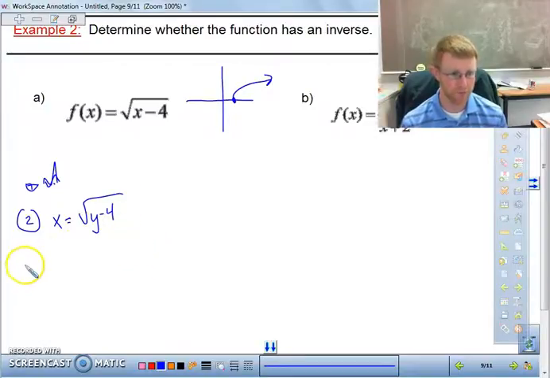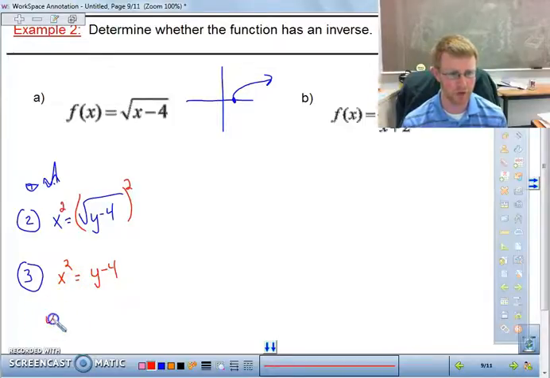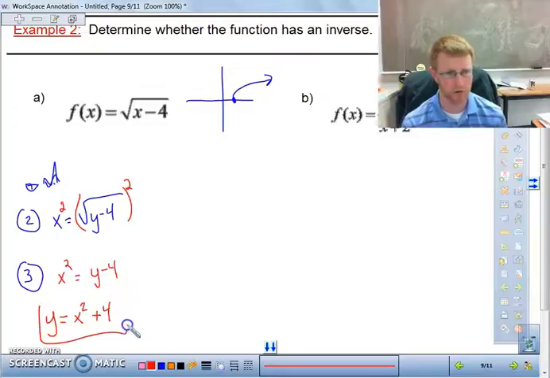And then our third step is going to be to solve for y. So to solve for y, what we would do is we would square both sides. So we'd end up with x squared equals y minus 4. Add 4 to both sides, and we end up with y equals x squared plus 4. And that's our inverse. Okay, so we switched our x's and our y's, and then we solve for y.